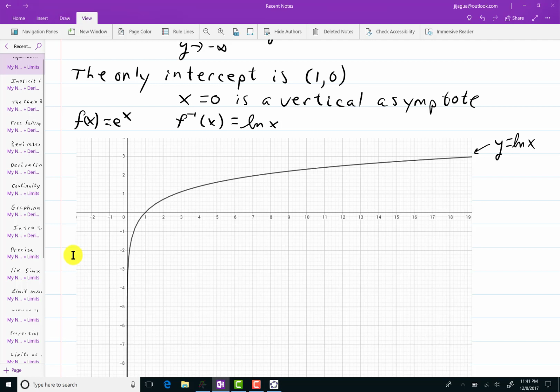If I were to flip this graph around, especially if I were to reflect it about the line y equals x, I would get the original function. We'll do that in a minute, but right now let's catalog a few of the properties of the natural logarithm of x.